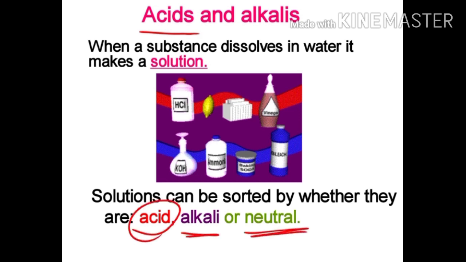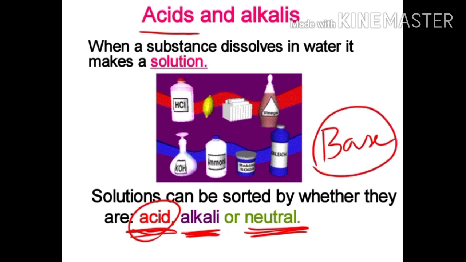Let me clear once again. I told you what a solution is. A solution is a homogeneous mixture of two or more substances. When one substance is dissolved in another, giving out a single phase, it can be called a solution. So these solutions may be acidic, they may be alkali, or they may be neutral. You must have heard the word base. Sometimes in your chapter, it may be written acid, base and salt. Instead of alkali they have written bases.